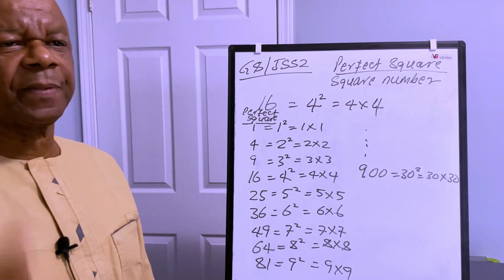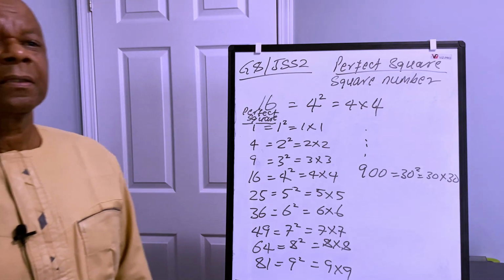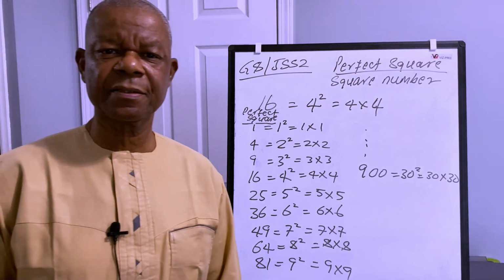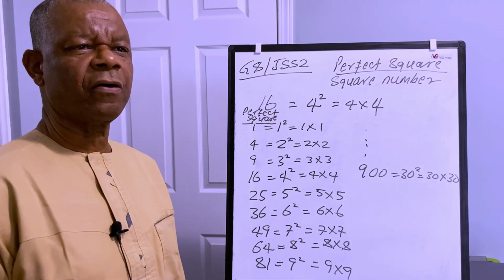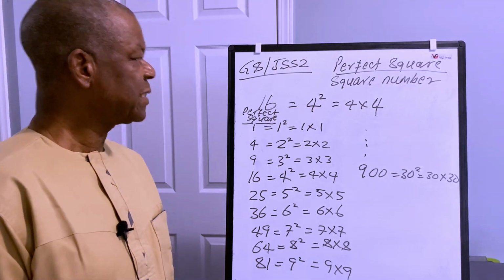Just a number multiplying itself. If 10 times 10 will give you 100, so 100 is a perfect number. It's a perfect square because it's the result of 10 multiplying itself, 10 times 10. That is for that.